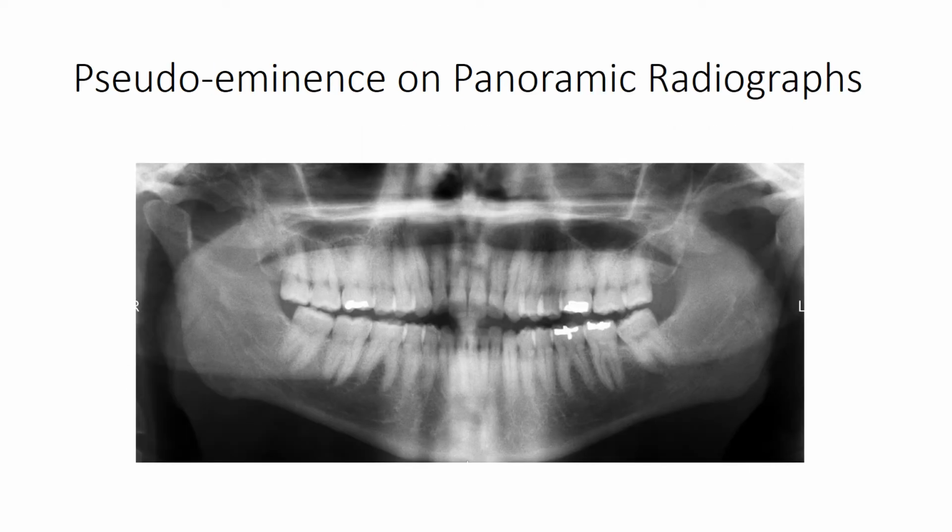I just want to talk briefly about anatomy on panoramic radiographs. Here is the articular eminence. Here is the condyle. You can see they didn't get all of the condyle on this radiograph, and ideally they would. What I want to make note of is this.